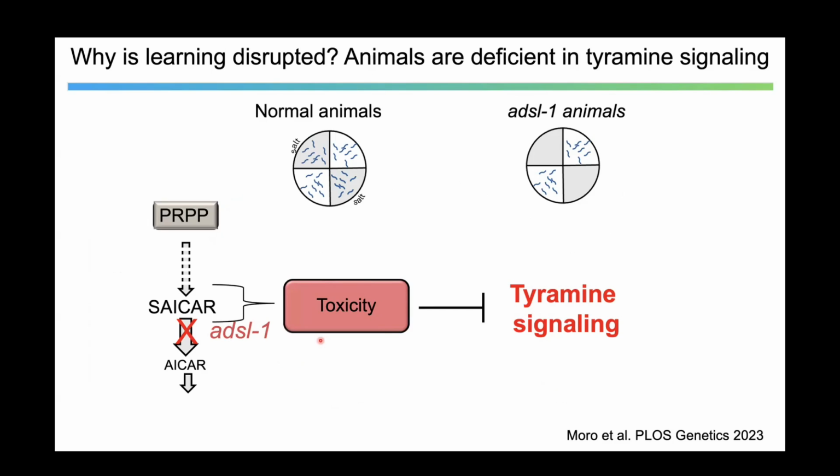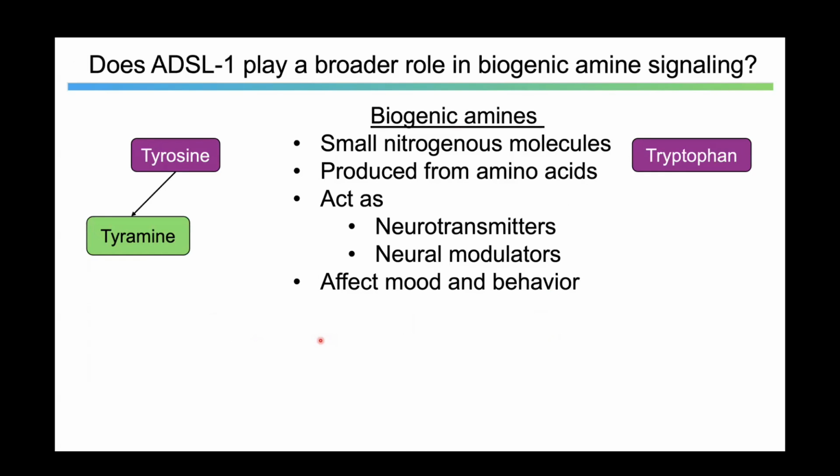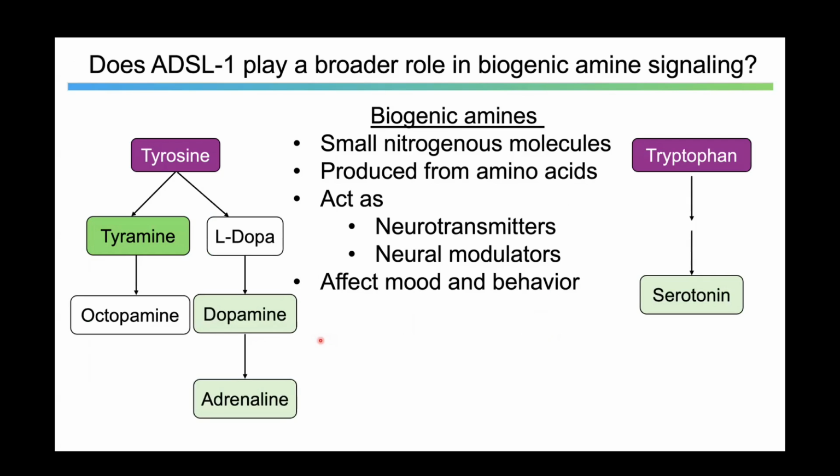So you might not have heard of tyramine. Tyramine is a biogenic amine, and you might think you've never heard of biogenic amines, but you actually have. These are small nitrogenous molecules that are produced from amino acids, for example, tyrosine and tryptophan. Biogenic amines can be made from both of those amino acids. They act as neurotransmitters and as neuromodulators. They affect mood and behavior. And I said you've heard of them, because this is dopamine and adrenaline and serotonin, and many people have heard of these molecules in the context of behavior and mood in particular.